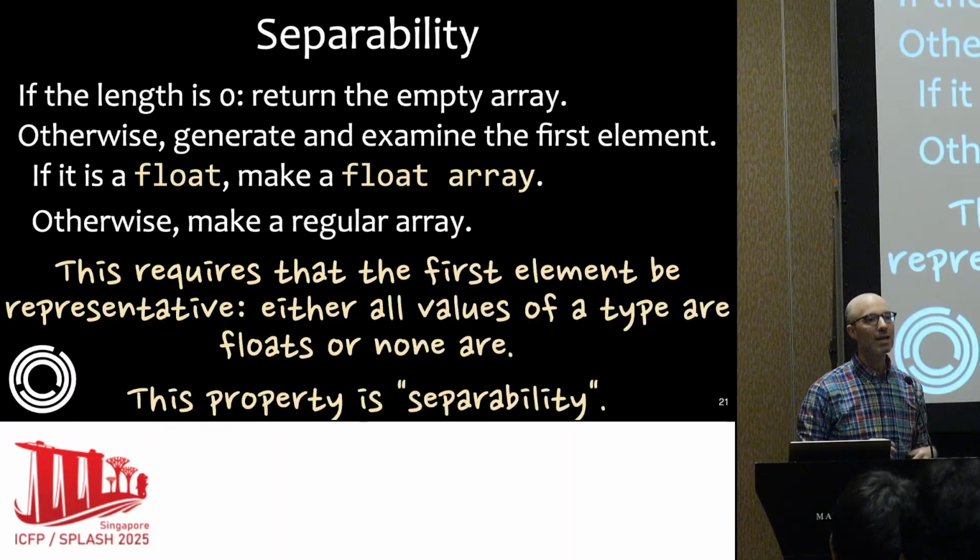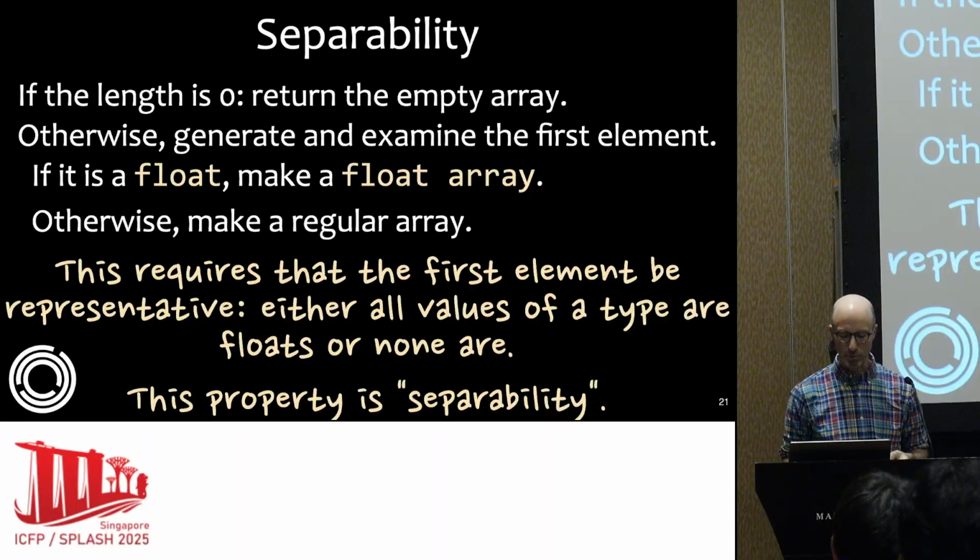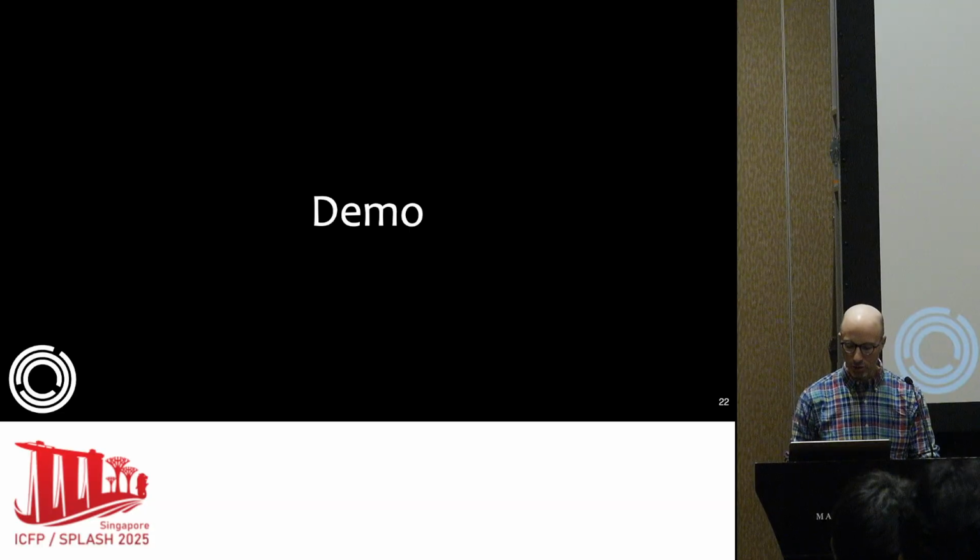This property in OCaml is called separability, and it is a requirement of all types that we define in OCaml: that they be separable. And there's a whole module in the implementation of OCaml just tracking this to make sure that every type is separable. Okay, so let's do another little demo.